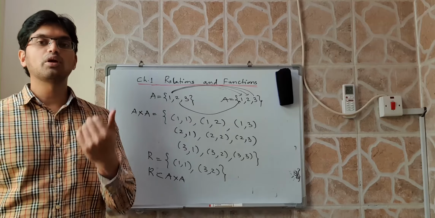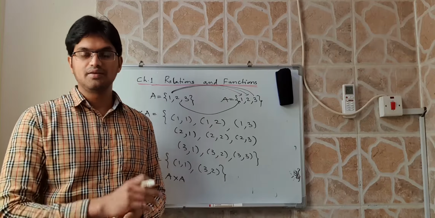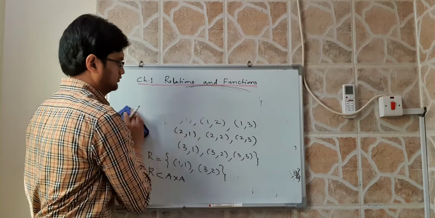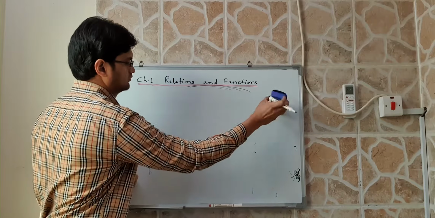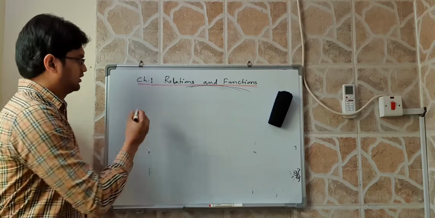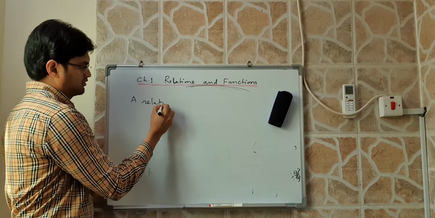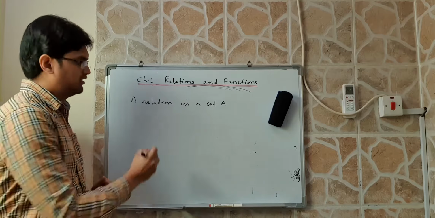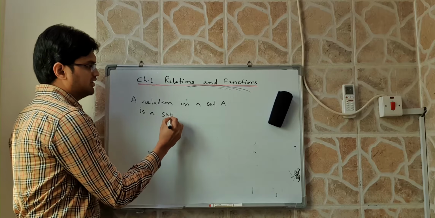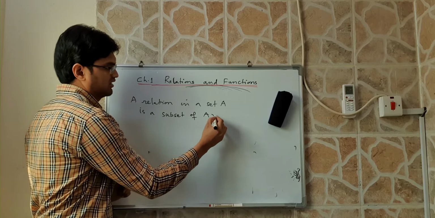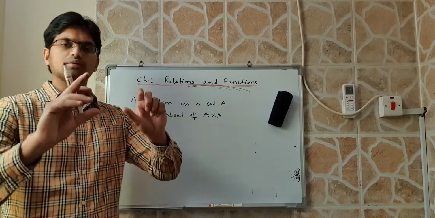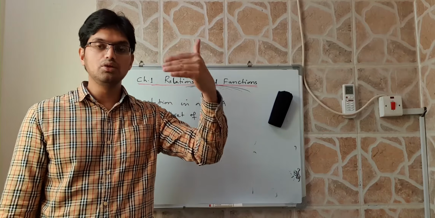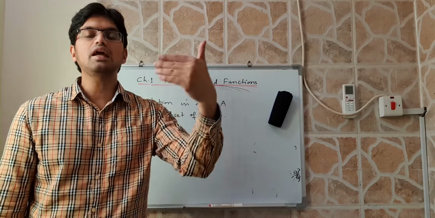So now what is the important thing? What is a relation in a set A? I'll just write it, just listen. A relation in a set A is a subset of A cross A. You take any subset. First of all, you have to find A cross A, the Cartesian product, and then you take any subset, and it will result in a relation.